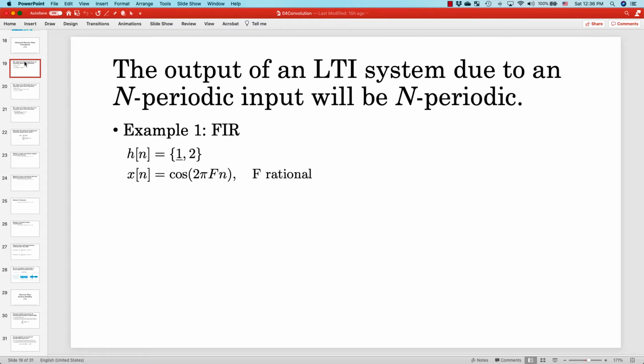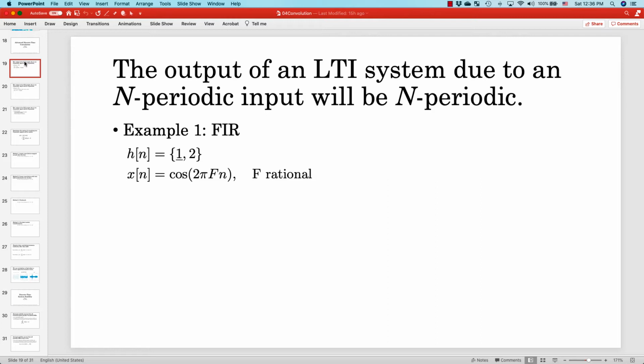And this is relevant because it's often very important, especially if you remember how important sines and cosines were in LTI systems in continuous time. We're going to want to know what LTI systems in discrete time do to sines and cosines. But in general, if you have an LTI system and apply a periodic input to it, you're guaranteed that the output will also be periodic with the same period.